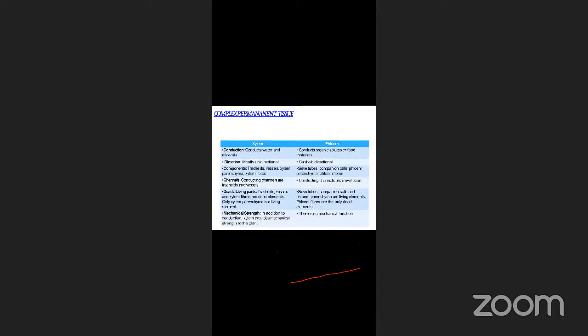Next, differences between xylem and phloem. Conduction: both xylem and phloem participate. Here the food material, the organic solutes, is the food material.